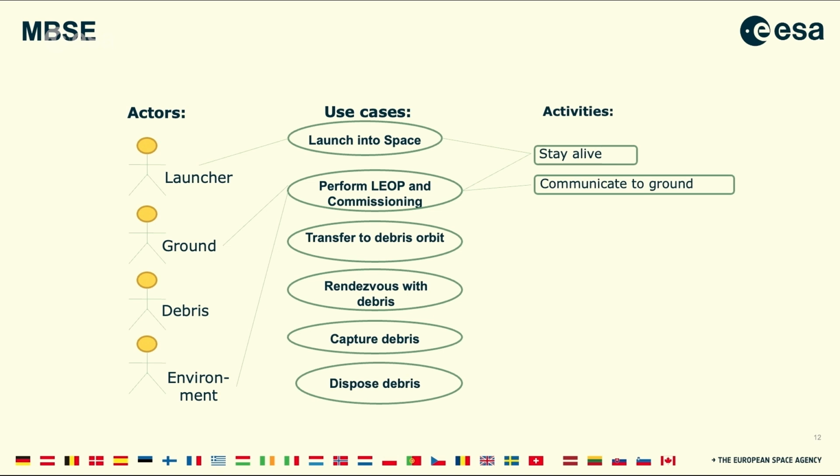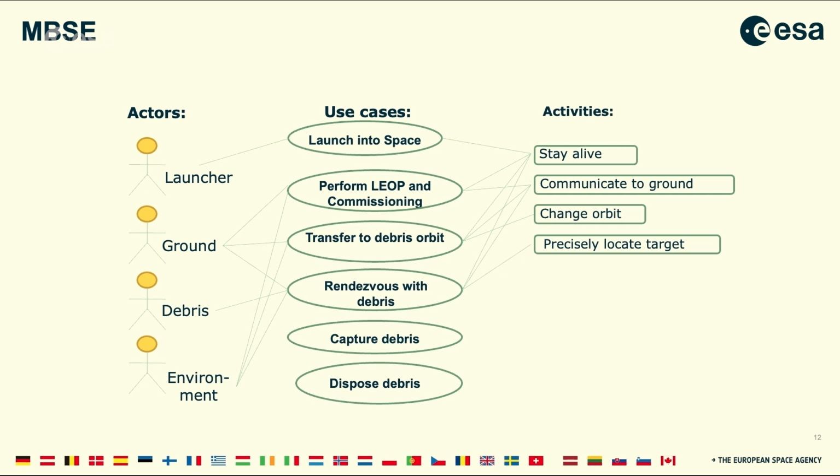But once I get into orbit, so when I go to the second use case, for example, perform LEOP and commissioning, I'm still staying alive, but my environment now is different. I now have the space environment acting on my spacecraft. Also, I'll be communicating to ground, sending housekeeping telemetry back to ground. So therefore, the other actor linked to this use case is ground. And I can continue doing this and defining activities for all the different use cases.